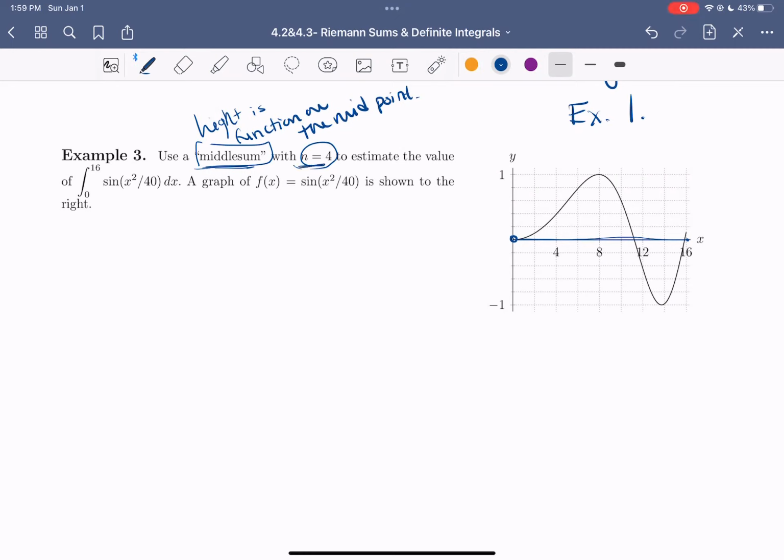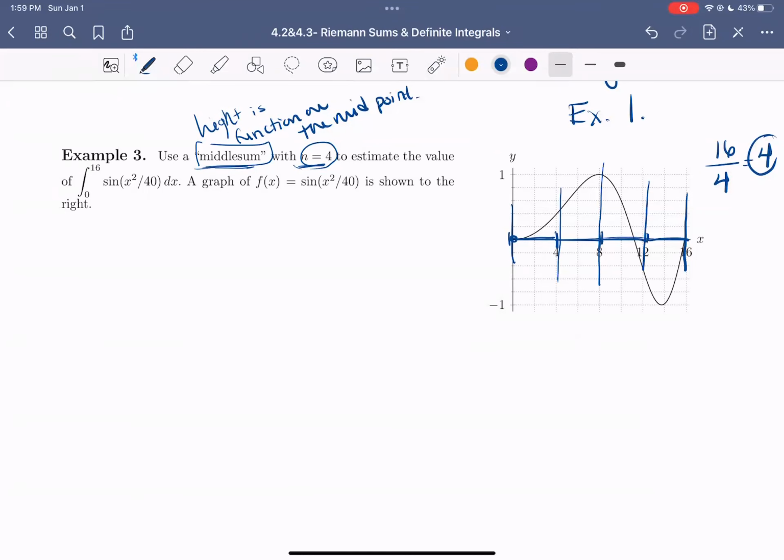Let's draw this out and then we'll compute those areas. We're using 4 rectangles, going from 0 to 16. So we have 16 units we need to cover. Divided into 4 rectangles, that's going to give us 4 units of width per rectangle. So we can draw those in. And then we'll use the middle value of these intervals to compute the height of the rectangles.